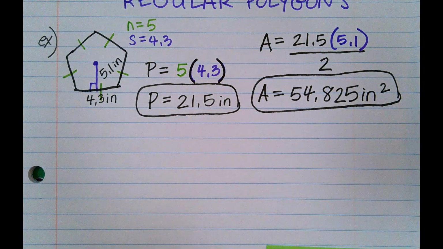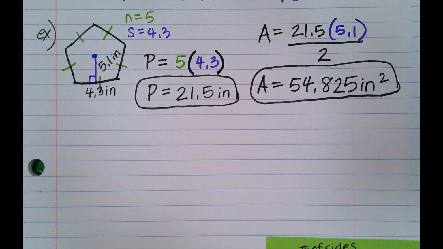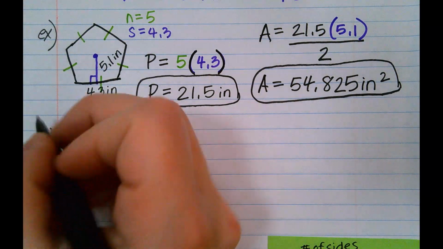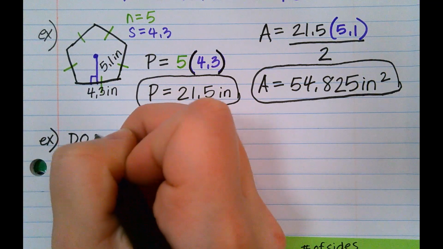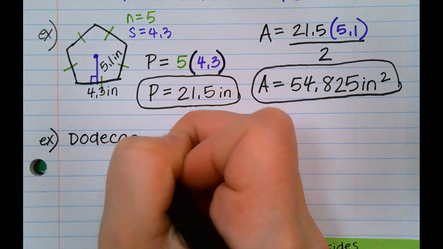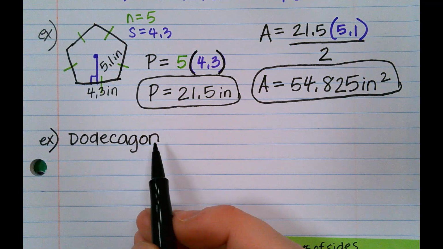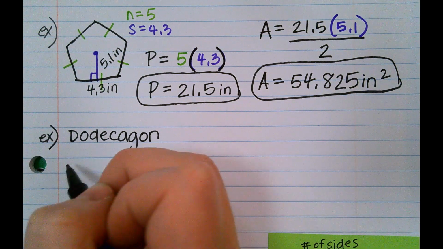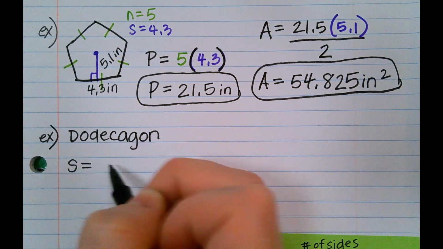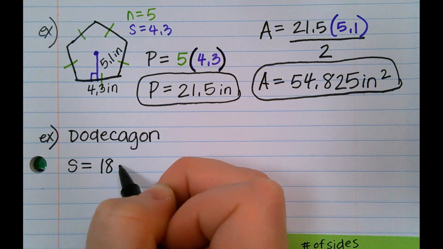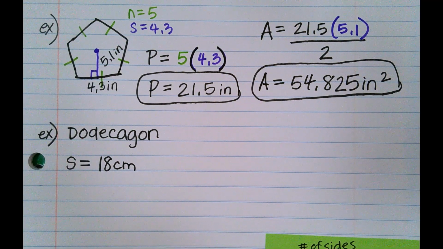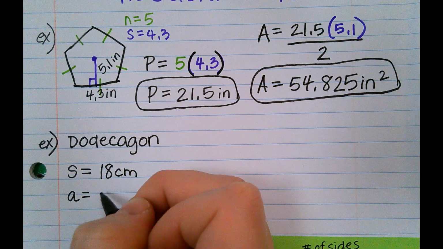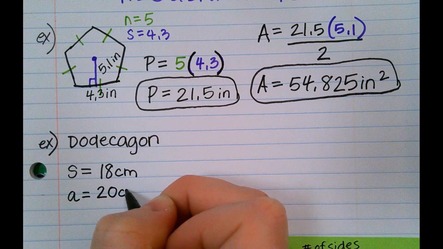Let's do one more, make sure we got it. This time I want us to find area and perimeter of a dodecagon, where the side length is 18 centimeters and the apothem is 20 centimeters.